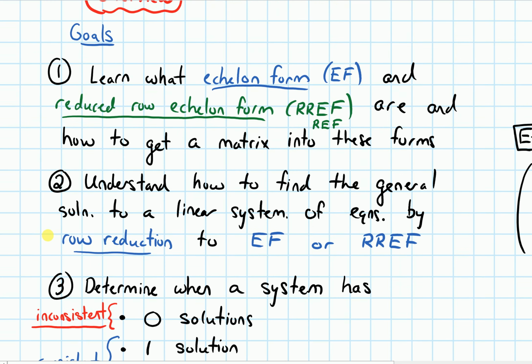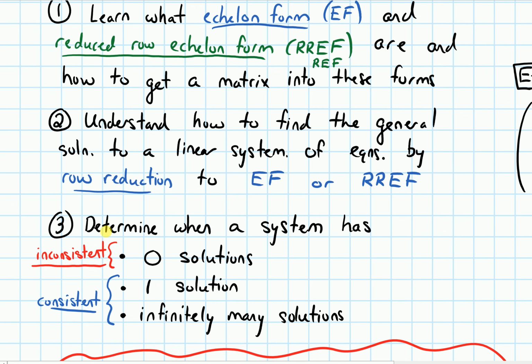And the last learning goal is to be able to figure out when a system of linear equations has either zero solutions, one solution, or infinitely many solutions. It turns out a linear system of equations will always have one of these three possibilities. It can't have a different number of solutions, like three solutions. It's either got to be 0, 1, or infinitely many.